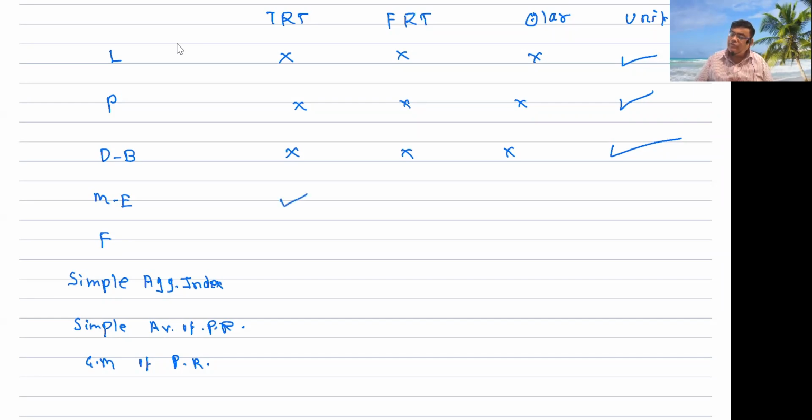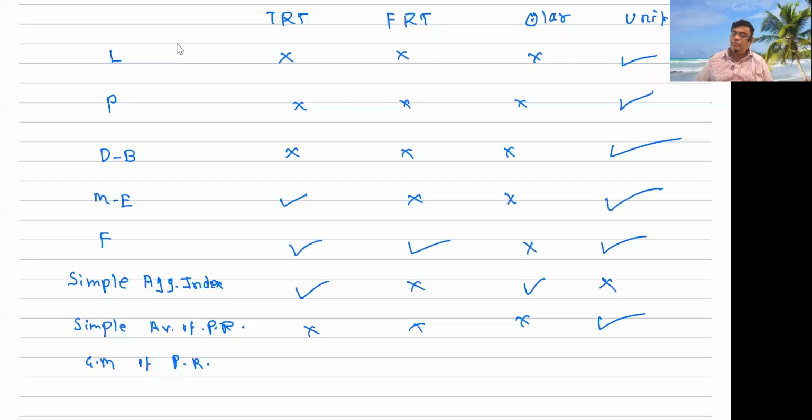Marshall-Edgeworth formula does satisfy, does not satisfy, does not satisfy, and does satisfy. Does not, and does. Does not, but does. Geometric mean will be satisfying this, but not this.